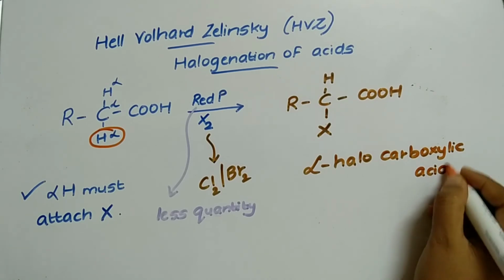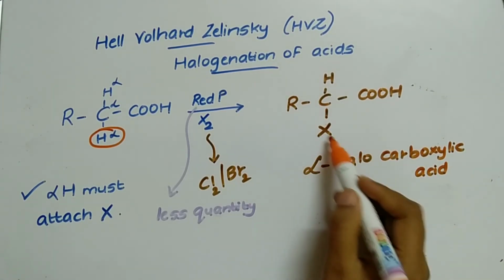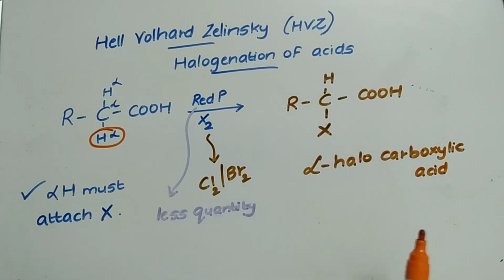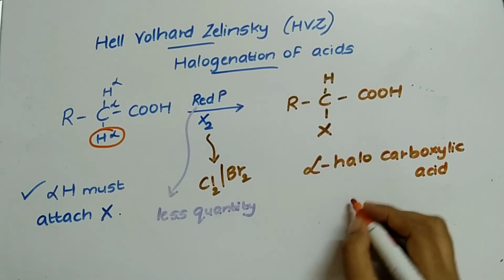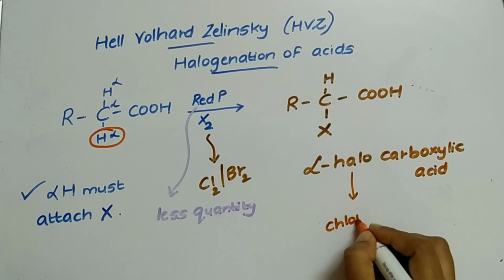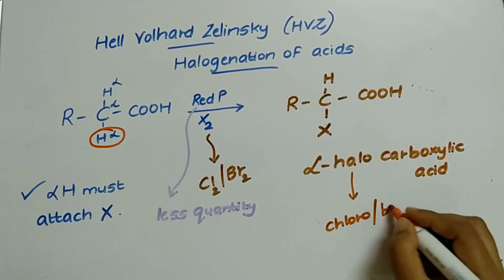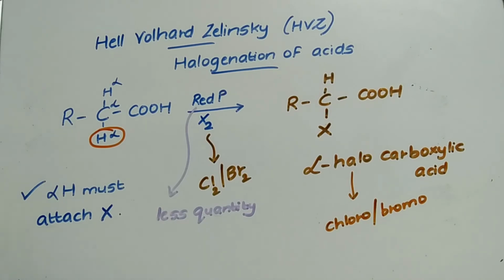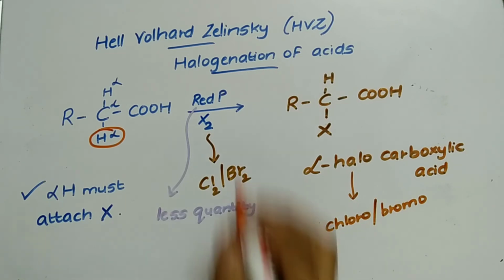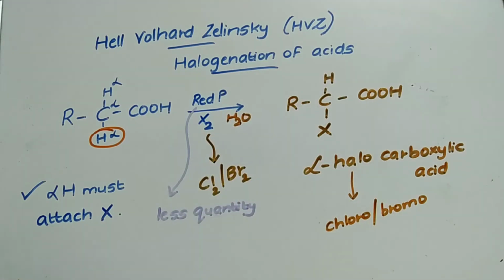If the halogen you have taken in place of X is chlorine, then it will be alpha chloro carboxylic acid. If you take bromine, it will be alpha bromo carboxylic acid. Also, the reaction takes place in the presence of water. So this is a name reaction where alpha hydrogen is a must. In place of alpha hydrogen, you substitute one halogen, which will be chlorine or bromine.